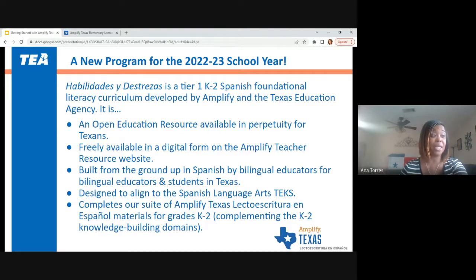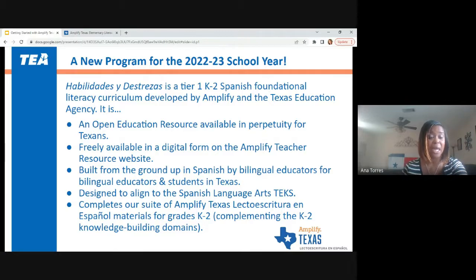Let me tell you what it is. It is an open education resource that is available in perpetuity for Texans. Also, it's freely available in a digital form on the Amplify Teacher Resources website. In addition to that, this curriculum has been built from the ground up in Spanish by bilingual educators for bilingual educators and students in Texas. Also, it is designed to align to the Spanish language arts TEKS.